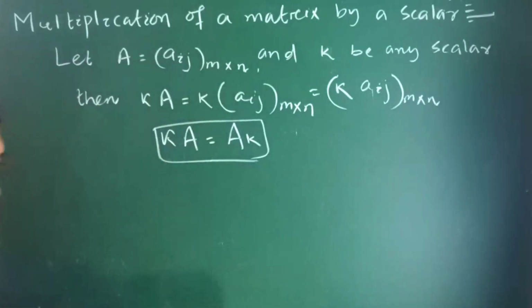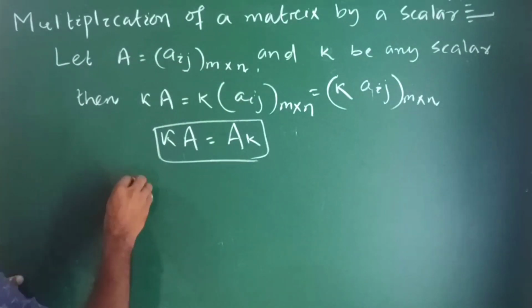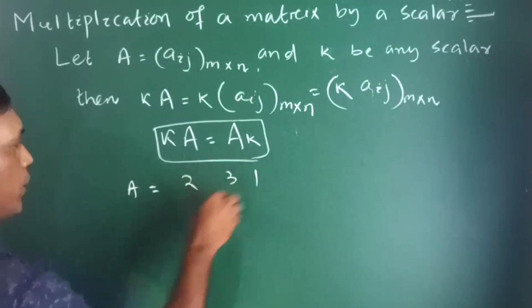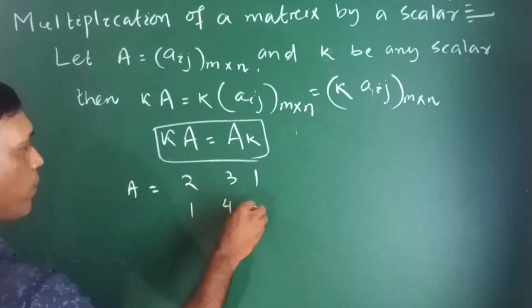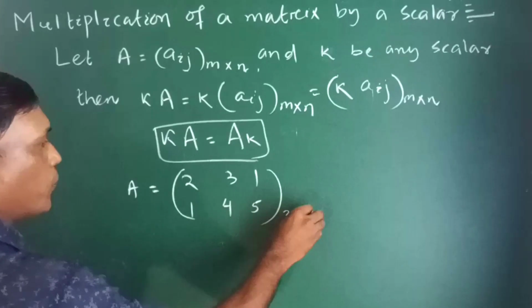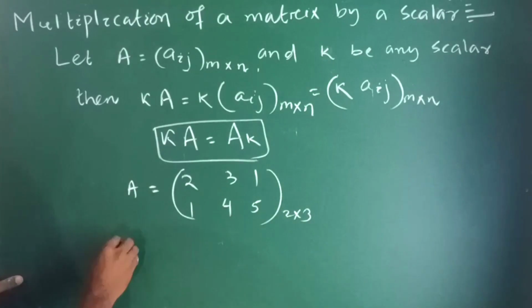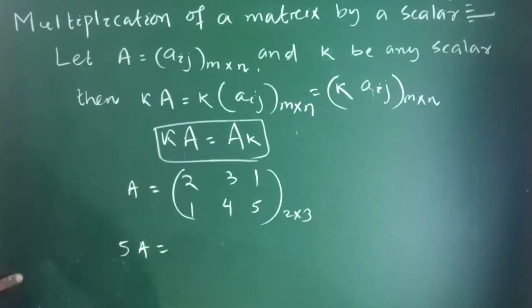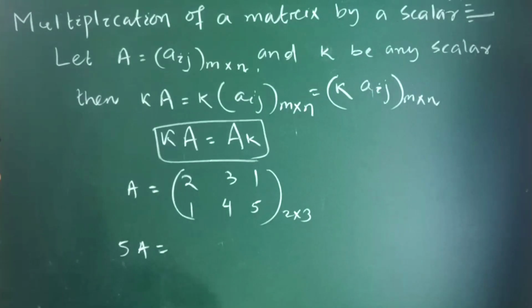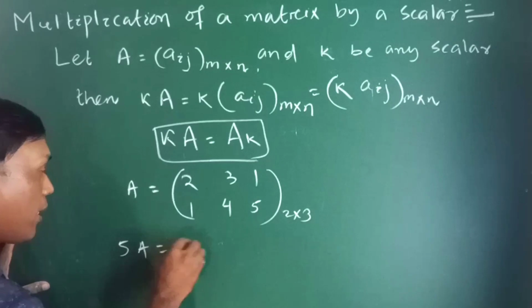So look at an example here. Suppose A is a matrix 2 3 1 1 4 5 of order 2 cross 3. Now 5 is a scalar. Now I want to find 5A. 5 is a scalar. So what will be the value of 5A? 5 is multiplied with the matrix. How can we multiply?